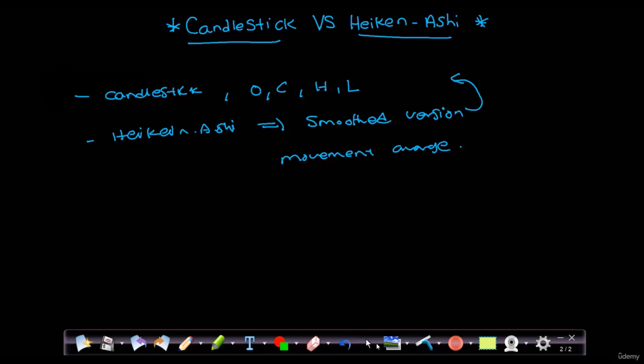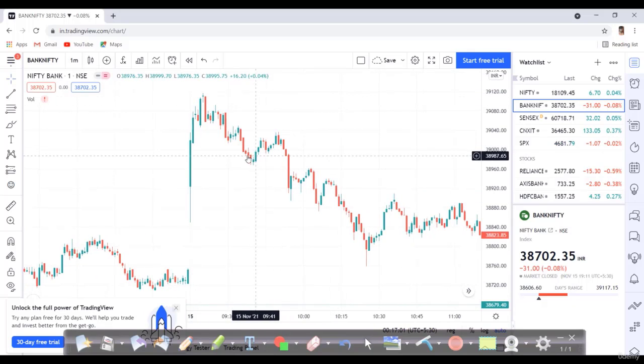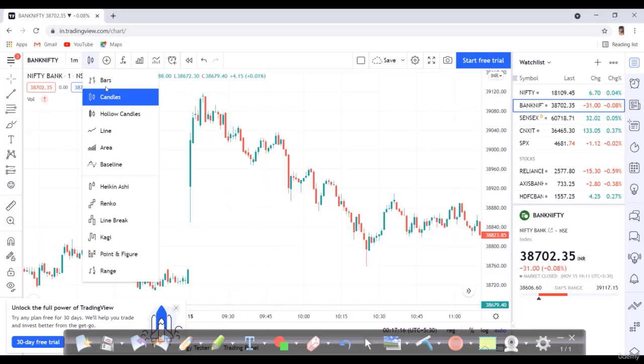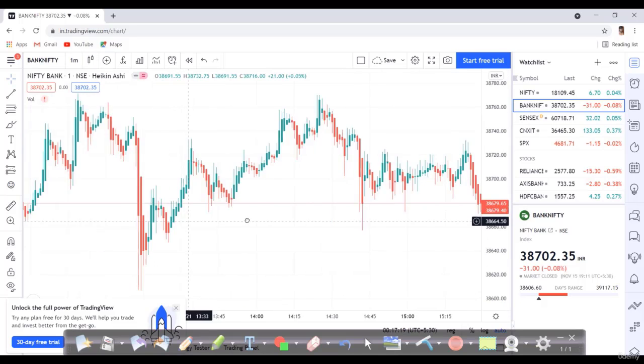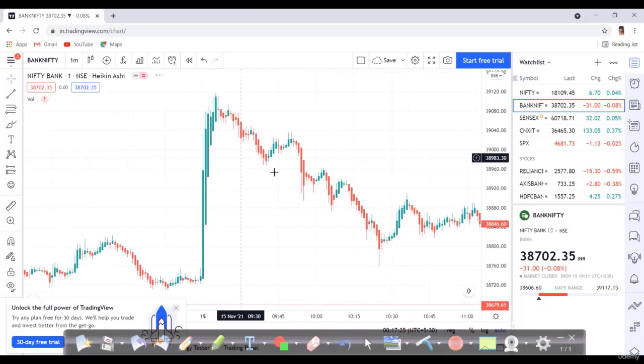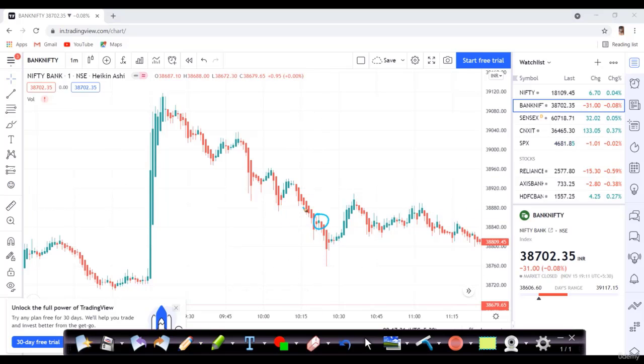Let's take an example here. If you look at the chart, here is the candlestick chart. You can see lots of volatility here, red candles, green candles, red candles, green candles. In between, you can see some green candles in the downfall also. If you select Heiken Ashi, you will not get that red candle. Heiken Ashi will always follow the trend. See how many red candles are here, and only one green candle, but in regular candlestick lots of green candles are here. So in short, Heiken Ashi is the smoothed version of candlestick.